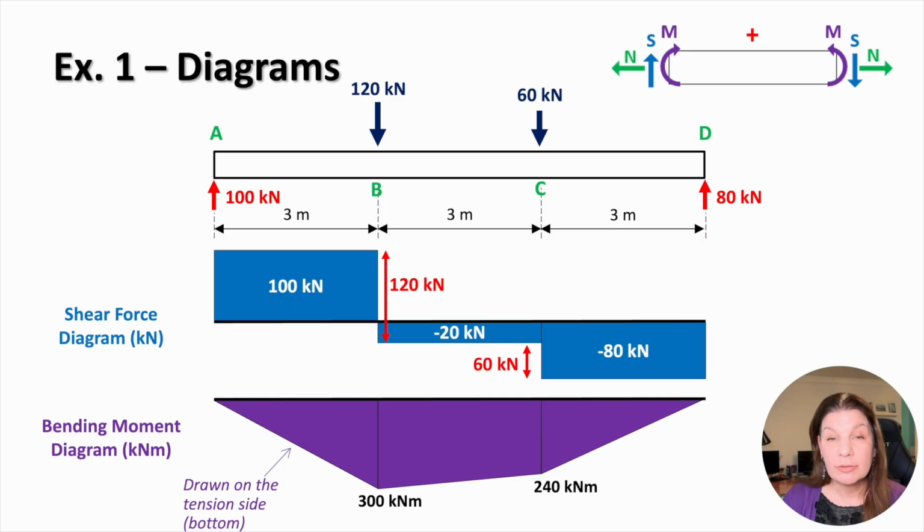Starting from A, the shear force is 100 kilonewtons, drops by 120 to minus 20 kilonewtons, and then drops again by 60 at point C to minus 80. At support D, the reaction brings the shear force back to 0.